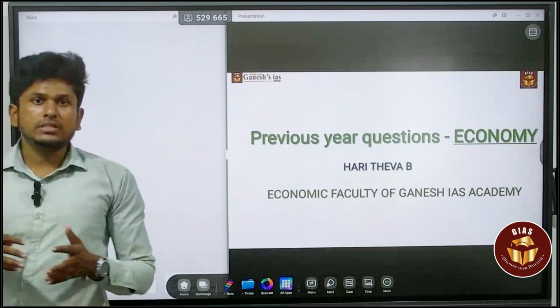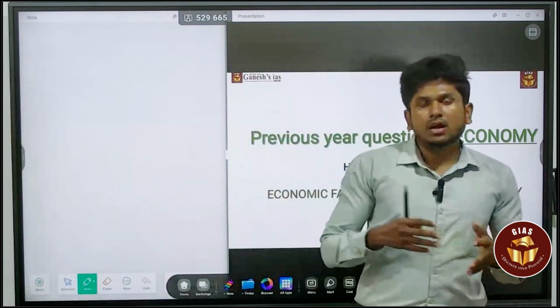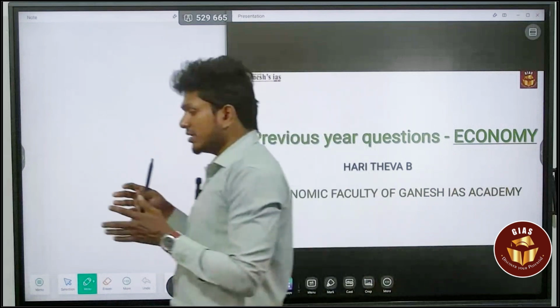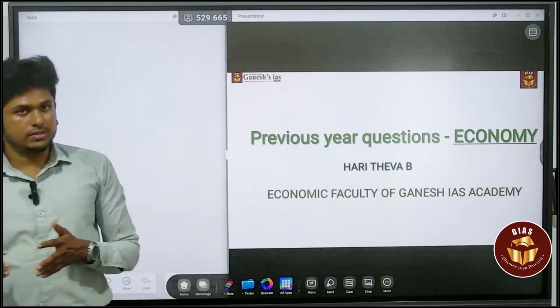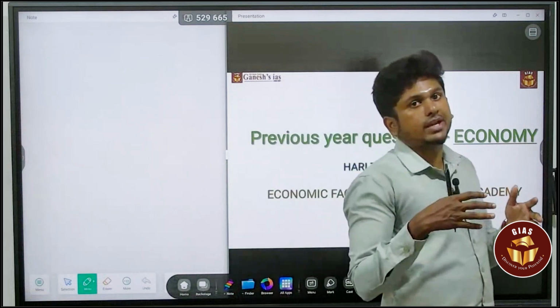UNFCCC, UNCCD, the Convention to Combat Desertification, and also the United Nations Convention on Biodiversity. All these things came into the picture after the Rio Summit in 1992.